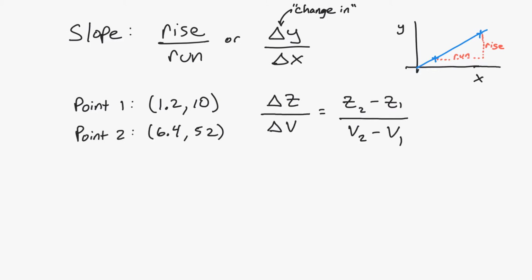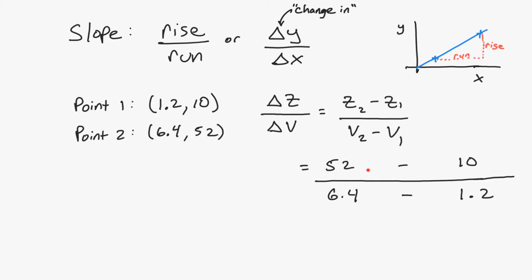All right, let's go ahead and plug those numbers in. And so Z2 is 52 minus Z1 of 10, all divided by, now V2 is 6.4 minus 1.2. But I've left a ton of space. Can you figure out why? Look at your paper and see if you have also left off some important information after each number. You likely did. A lot of students make this mistake. So pause the video and fill in what should go here, here, there, and there. See if you can get it right.